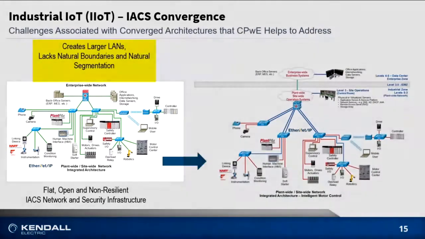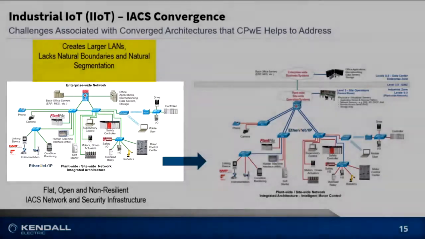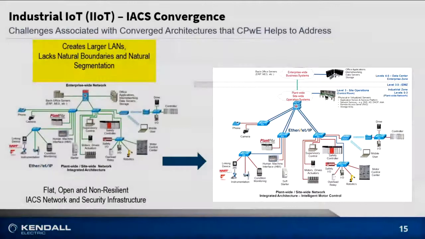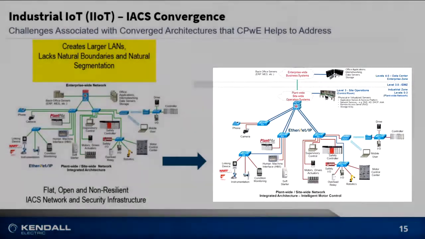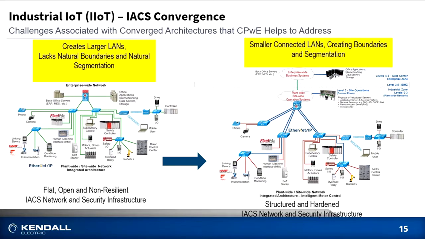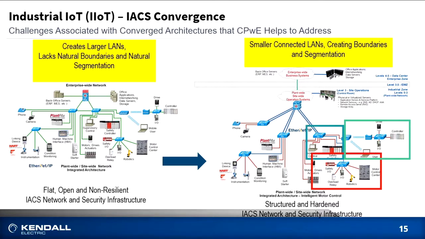So if you look on the left, again, here's our flat, open, non-resilient network. And over to the right is how we would approach this with a CPWE. This is what CPWE helps to address. So what we have is smaller connected LANs. We create boundaries and we segment these different areas or cells out within the plant. This helps with our hardening of the network and also with security.